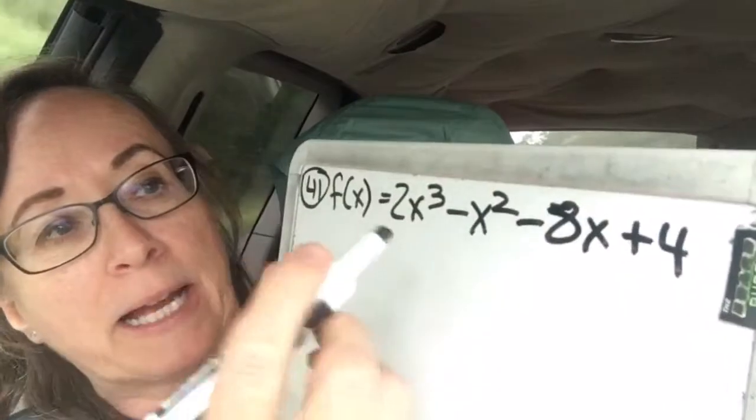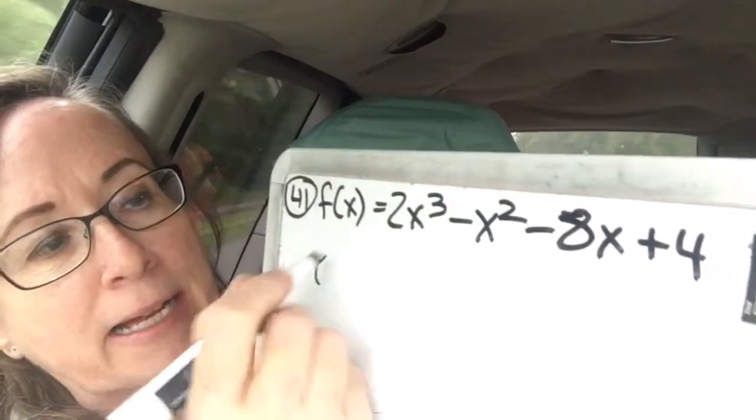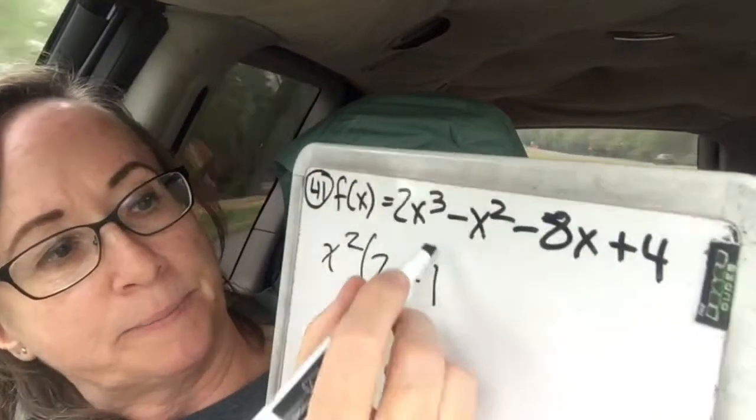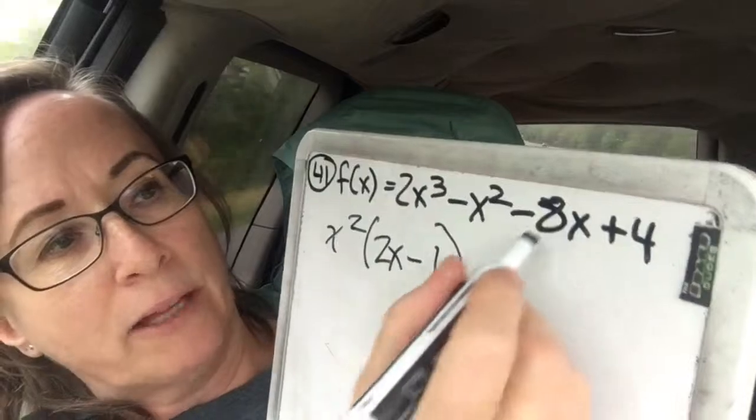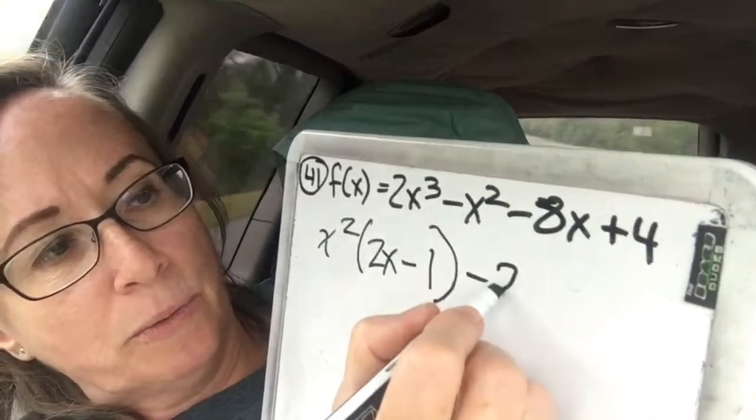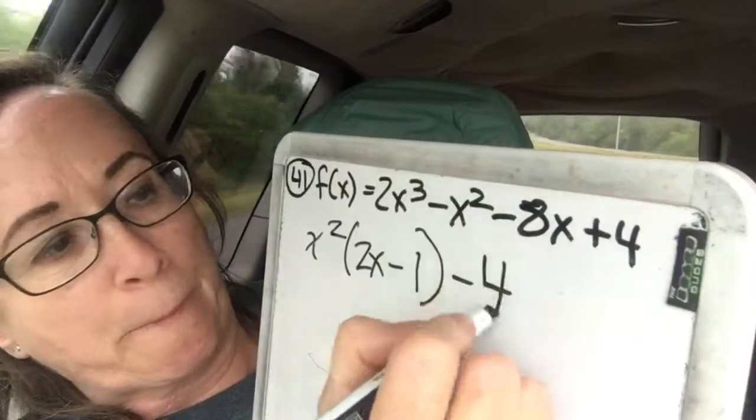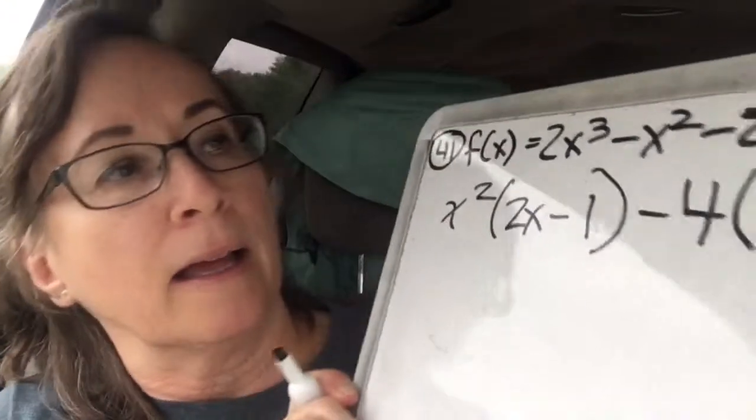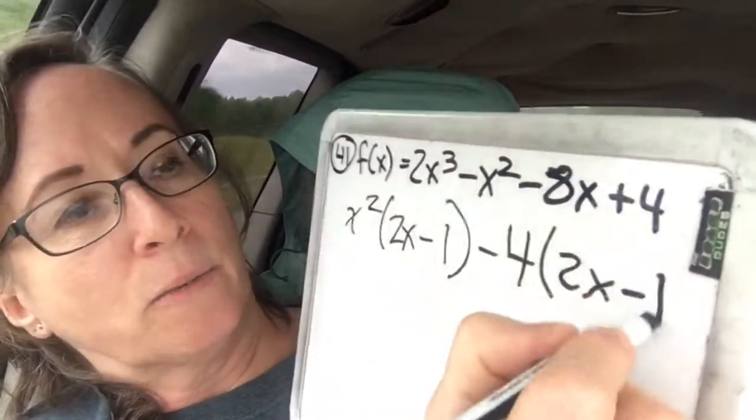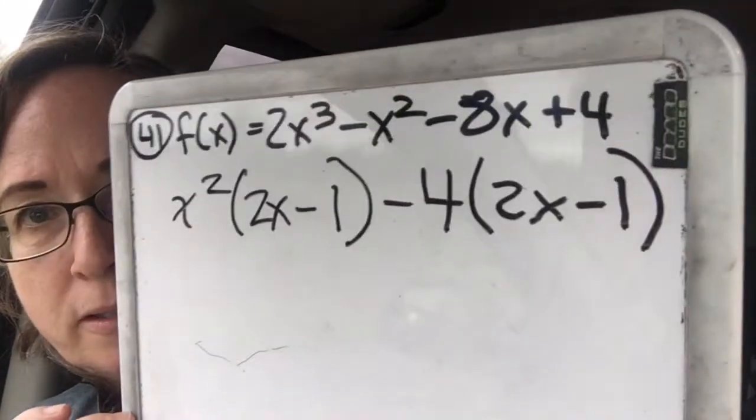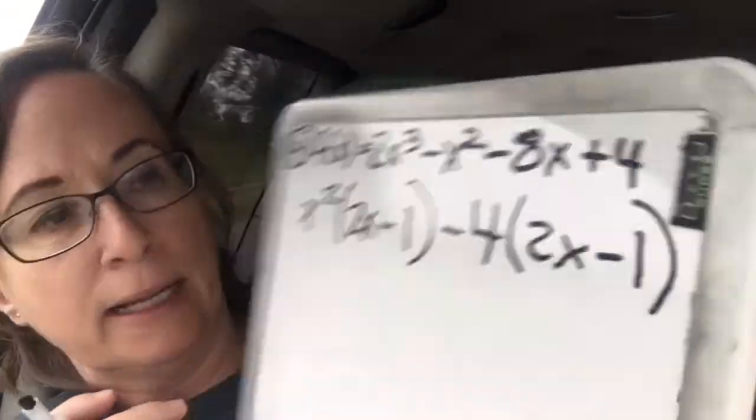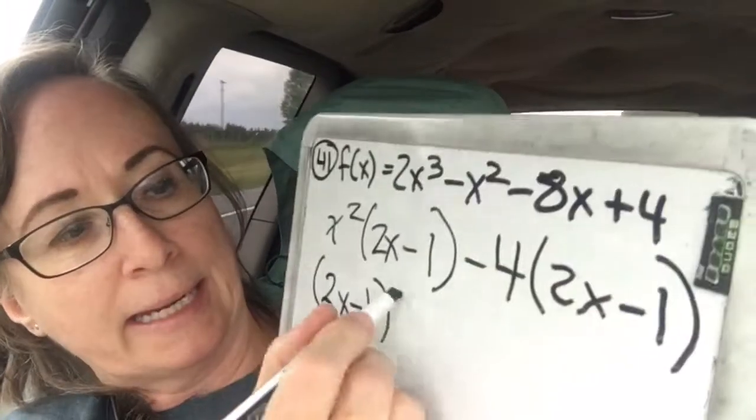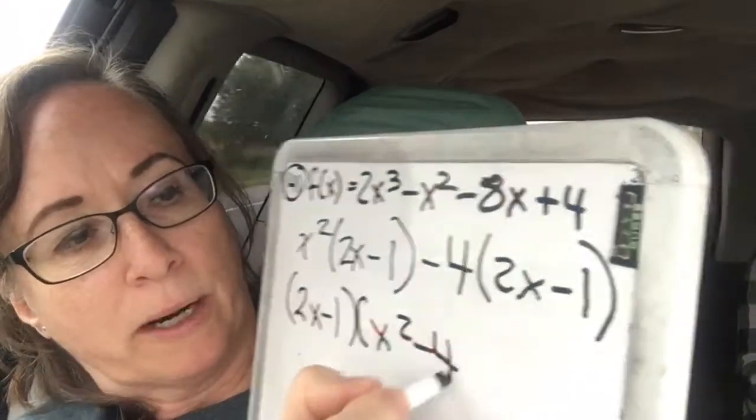So we're going to factor by grouping, and out of these first 2, I can pull out an x squared, and then I end up with a 2x minus 1, and then over here I'm going to pull out a negative 4, excuse me, and then I'm left with a 2x minus 1. Okay, so there's the factor halfway done. And so now I'm going to pull out the 2x minus 1, and I get an x squared minus 4.